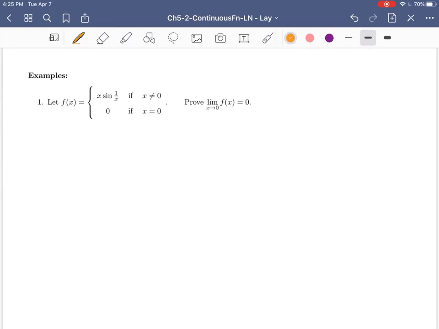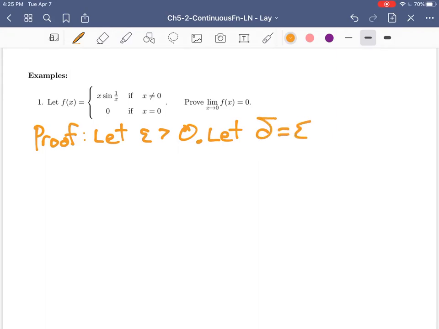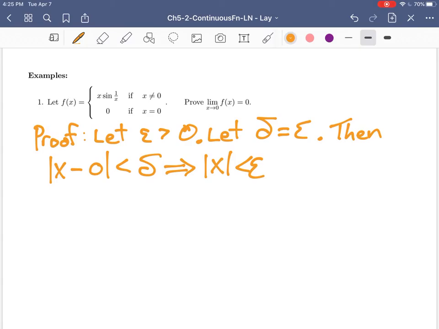All right, so let's prove this. Let epsilon be greater than 0. And then let delta be equal to epsilon. Then if we have the absolute value of x minus 0 is less than delta, this will imply that the absolute value of x is less than epsilon.